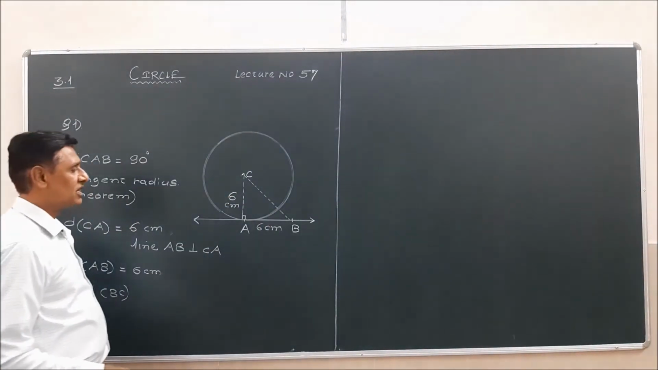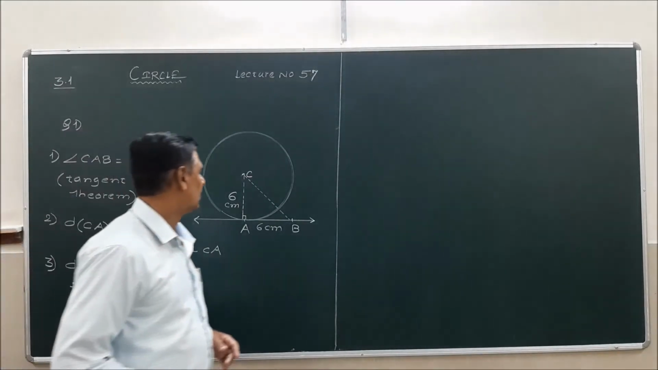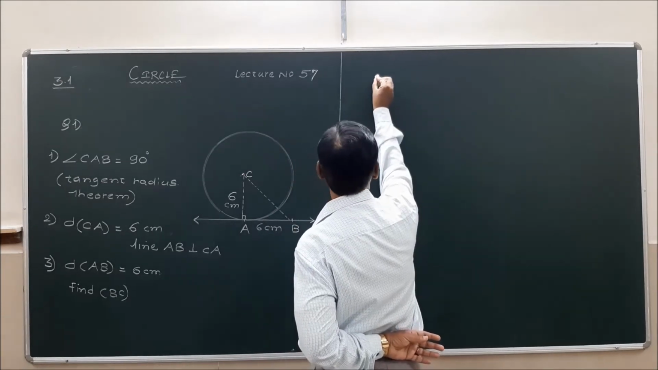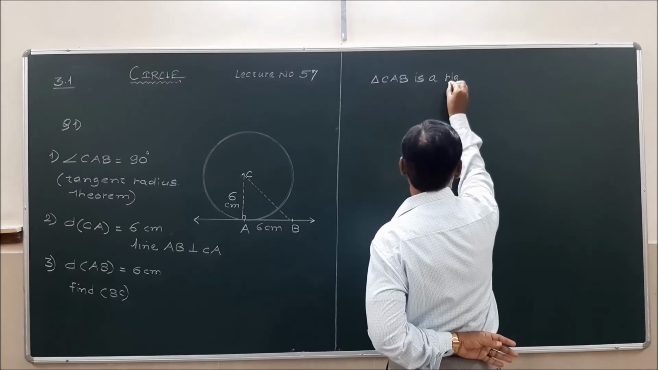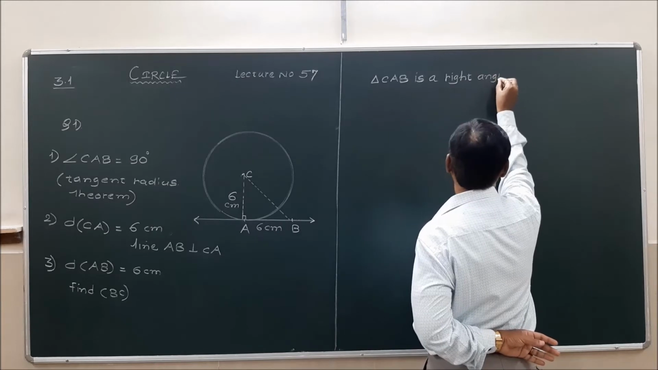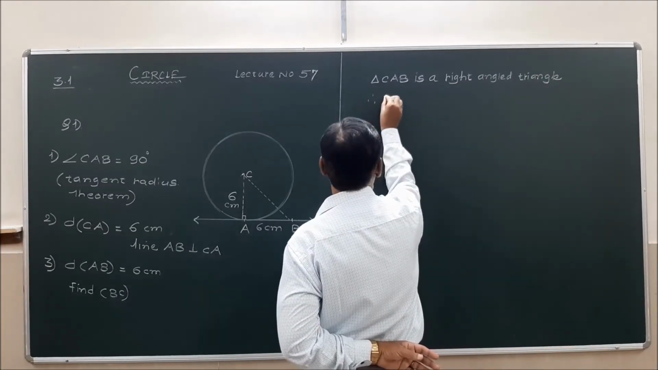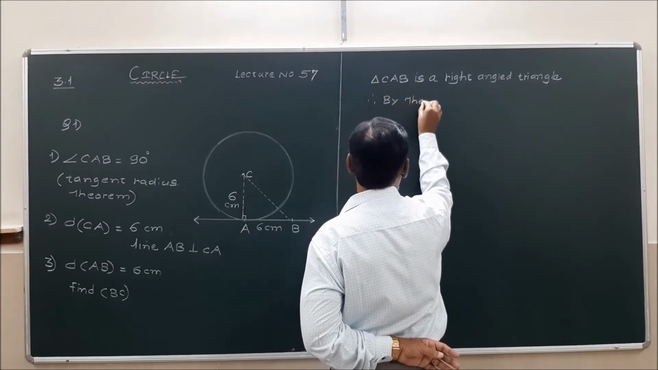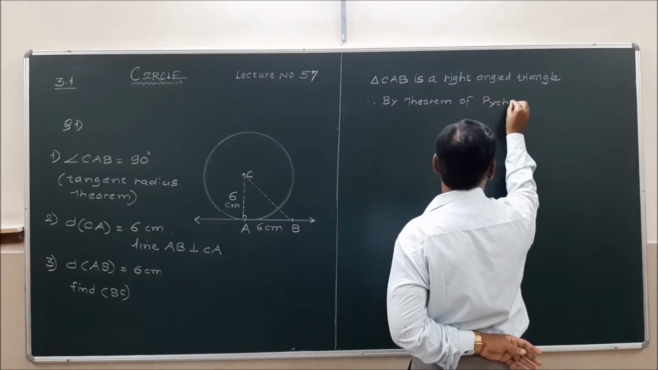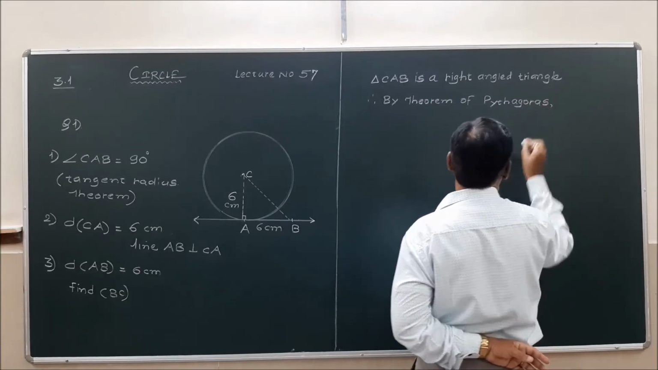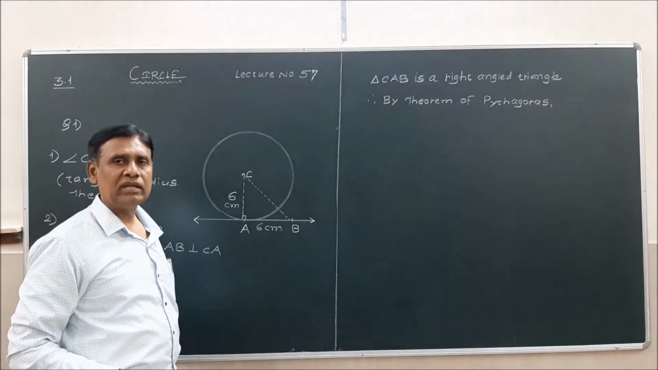You will surely notice triangle CAB is a right angle triangle. So we can apply theorem of Pythagoras. So, triangle CAB, this is answer of 3. Triangle CAB is a right angled triangle. Therefore, by theorem of Pythagoras, you all know the theorem, hypotenuse square is equal to sum of the squares of remaining sides.